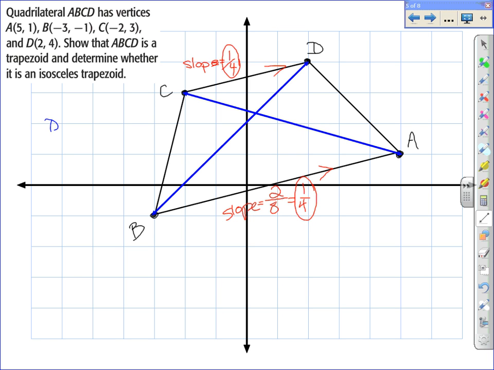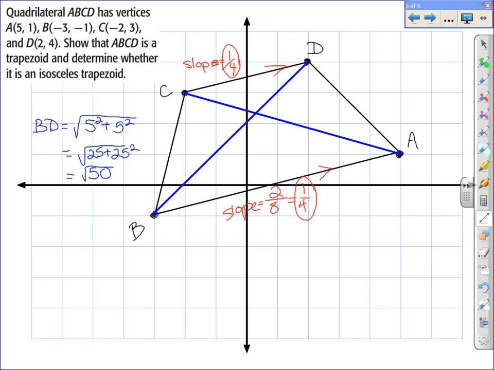So for BD, the distance would be the square root of 5 squared plus 5 squared. That is 25 plus 25. Remember, you have to square before you add. Now that is the square root of 50. Now 50 is not a perfect square, so I just leave it in radical form like that.